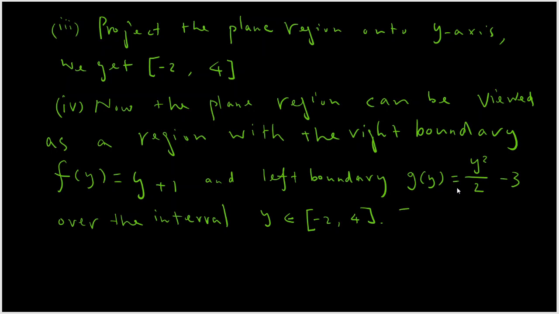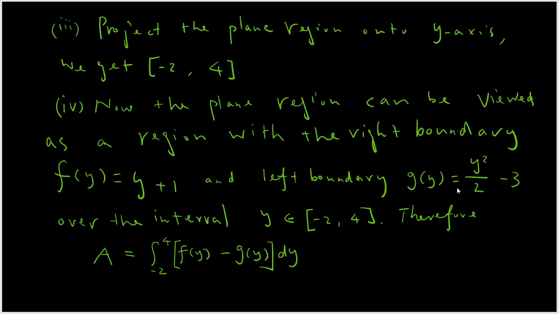Therefore, the area of the plane region A can be evaluated using an integral on the interval from -2 to 4. I'm going to write the basic formula. The function f of y representing the right boundary minus the function g of y representing the left boundary dy. Do not write dx. Because we are doing an integral of y.